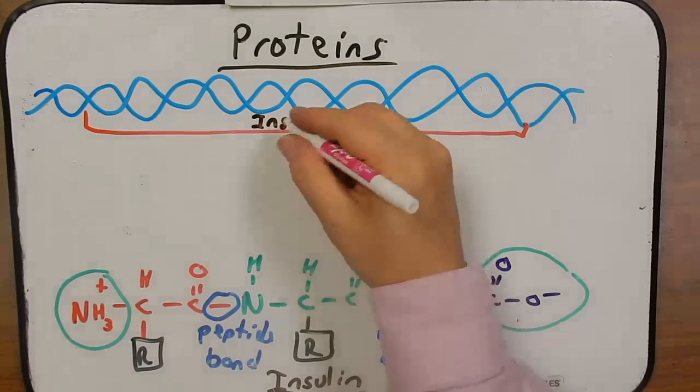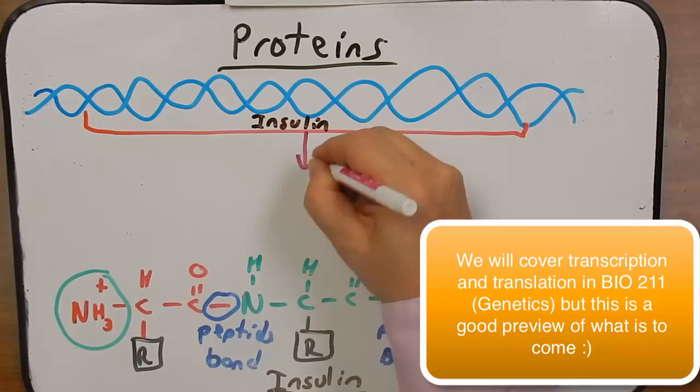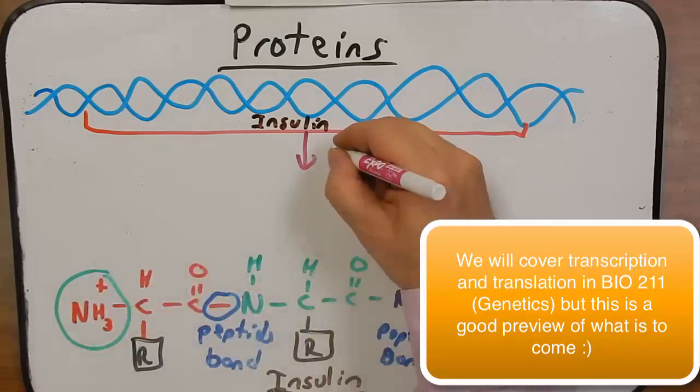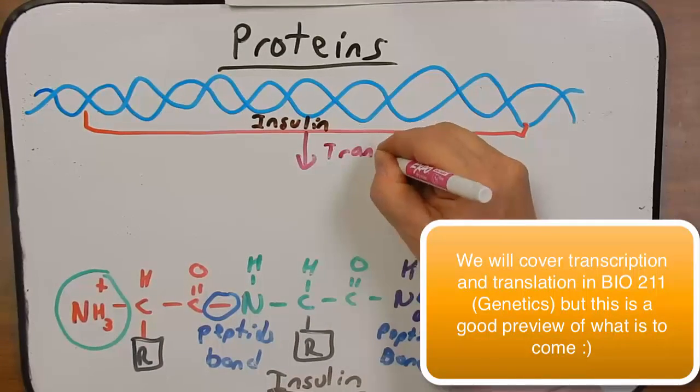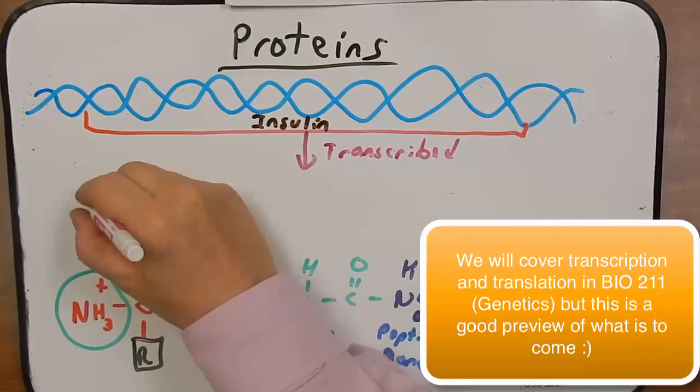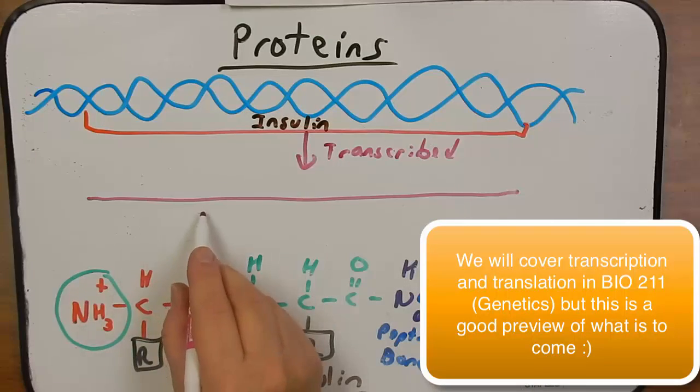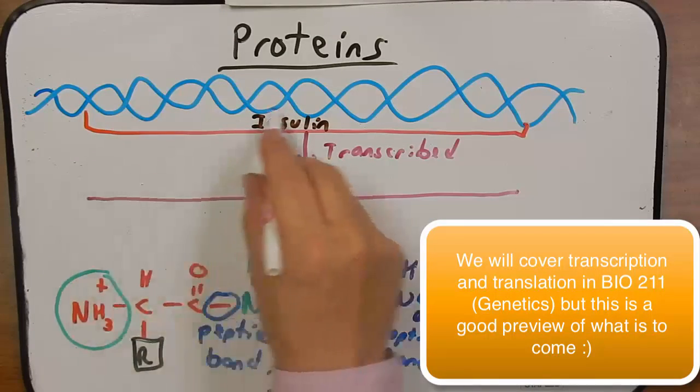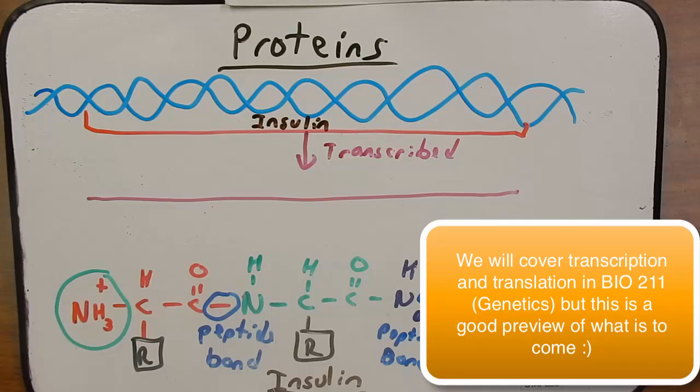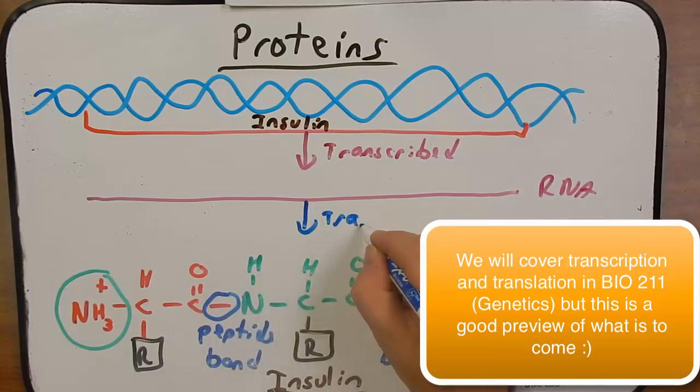So to remind you, the DNA here is transcribed, and it's transcribed into an RNA structure. This RNA structure has a very similar sequence to the DNA. There is some variability, and you'll talk in great detail about it when you get to genetics. But this is the RNA. And the RNA now will directly be translated into the protein.